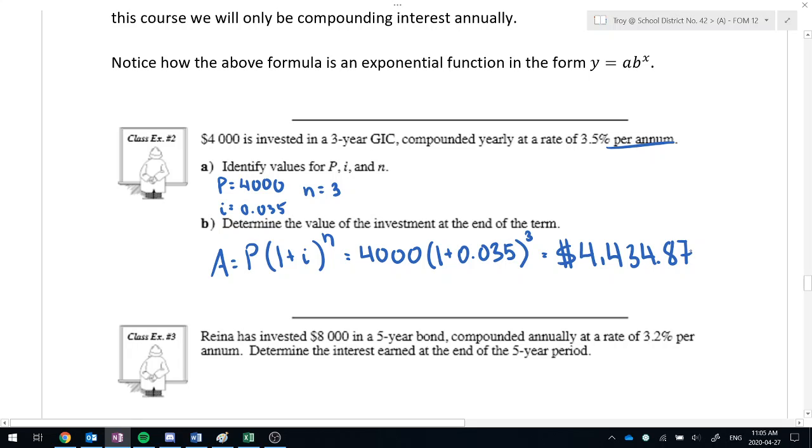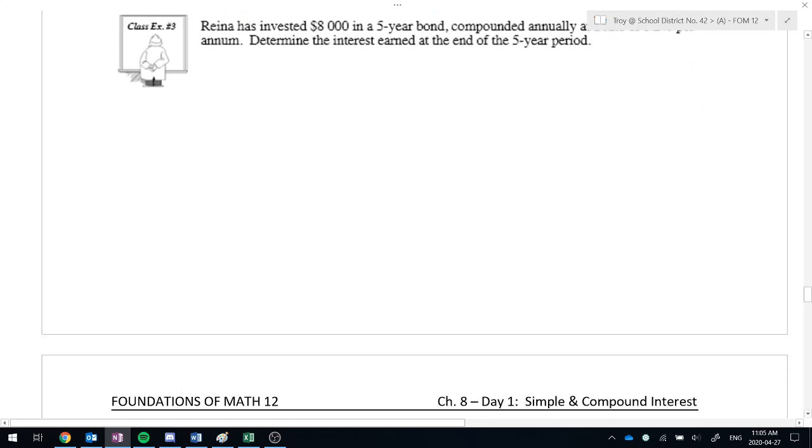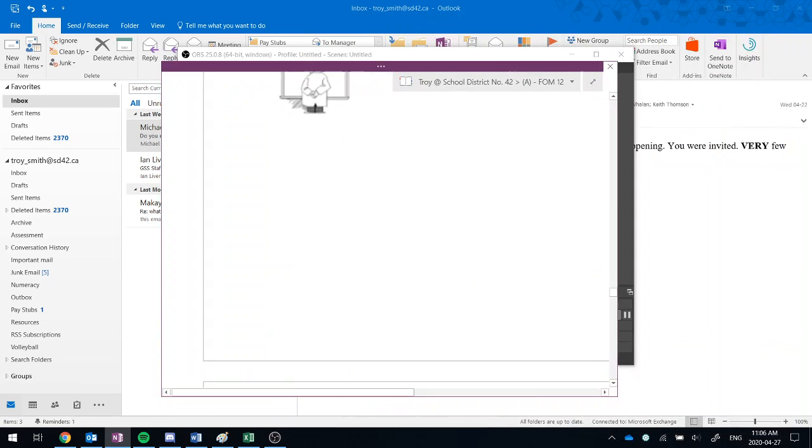So essentially what we did, we went to the bank, we gave them $4,000, we came back after 3 years, and they gave us back $4,434.87. Okay.